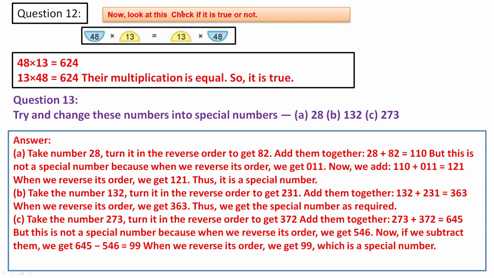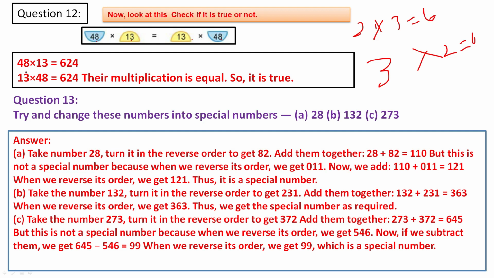Now question number, look at this. Check if it is true or false. Here 48 multiplied by 13, here 13 multiplied by 48. No problem. 2 multiplied by 3 or 3 multiplied by 2, both our answer is 6 only. So when you change the order in multiplication, nothing will change in the answer.